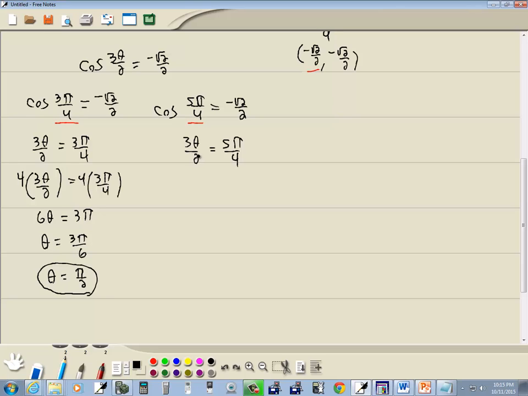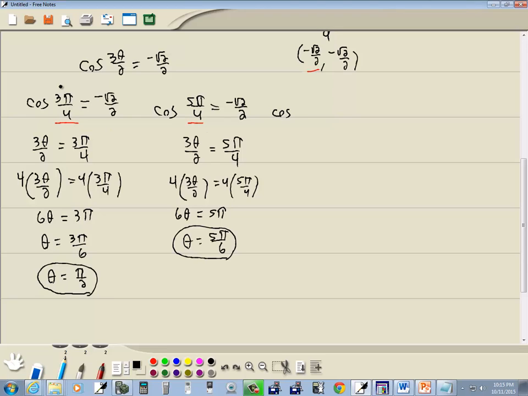Okay, let's do the same thing with this one. Multiply both sides by 4. And 4 times 3 is 12, divided by 2 is 6. We've got 6 theta again. Those cancel, gives us 5 pi. Divide both sides by 6, and we get 5 pi over 6. Well, that's still good.